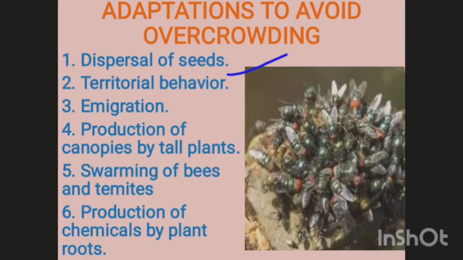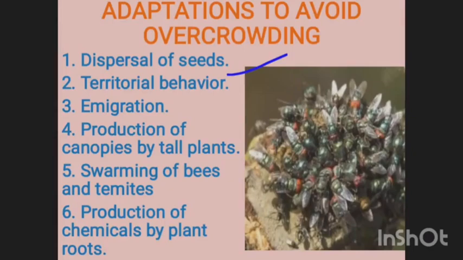Number four is swarming. As you can see in the picture, we can see a group of flies swarming around a piece of food. Now swarming of certain social animals such as termites and bees occurs when some members of an old colony separate and fly out to establish a new colony.